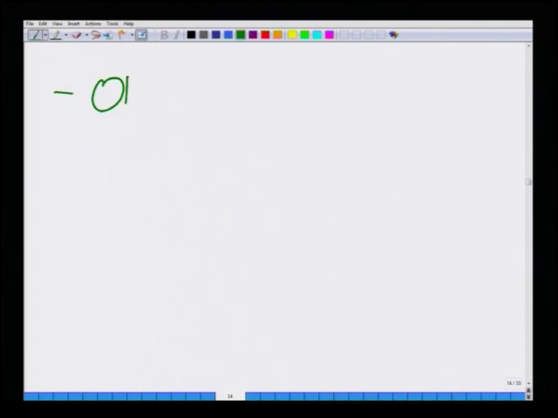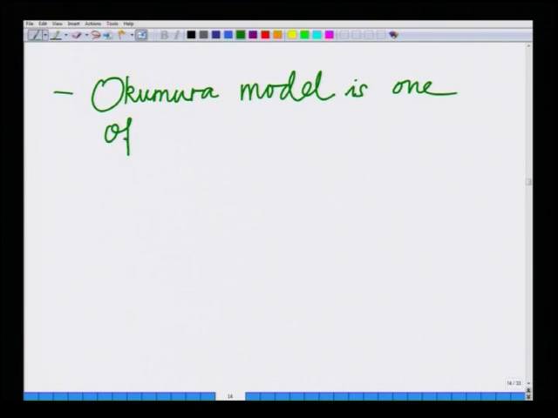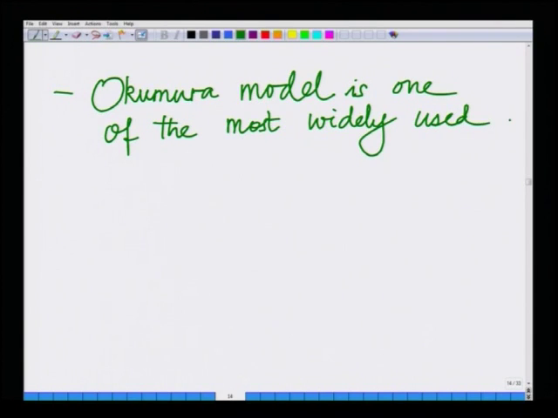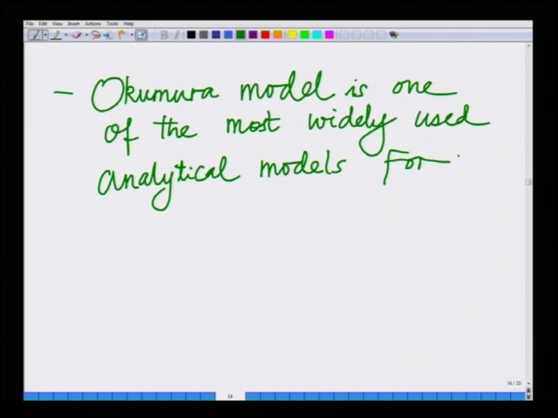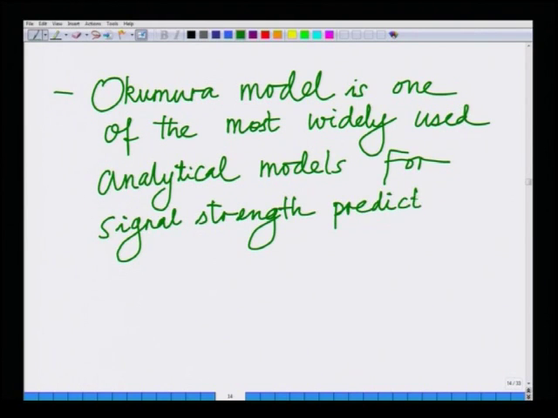So, let me summarize that point here. The Okumura model is one of the most widely used analytical models for signal strength prediction in urban and suburban areas.